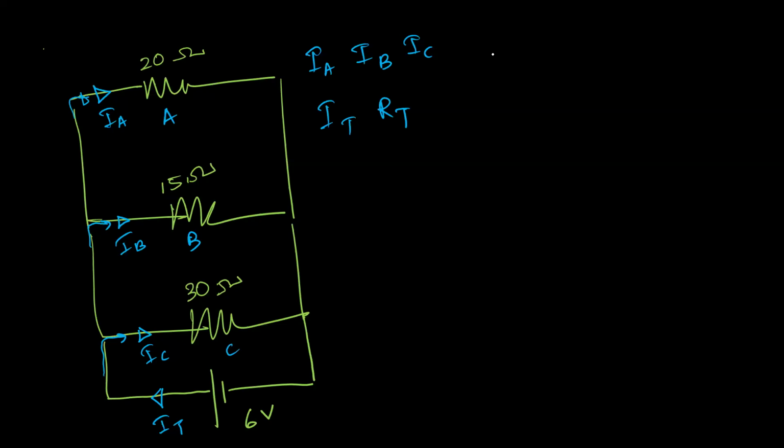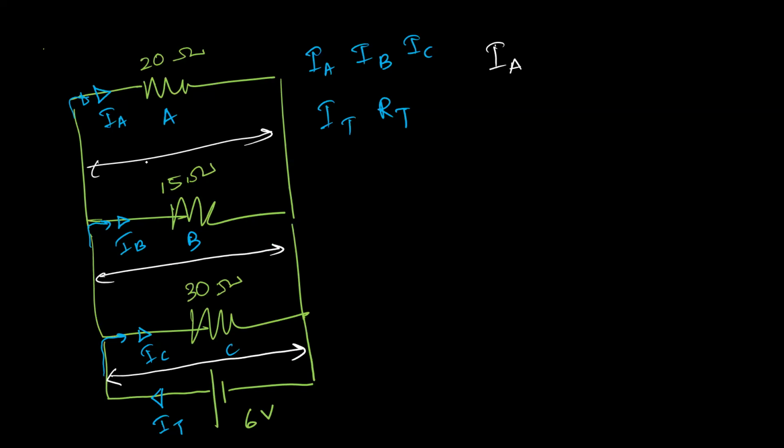So let's find IA. Here the most important concept you have to remember is, if the voltage of the battery is 6, all the parallel voltages are 6, 6, 6. So this is the most important concept I wanted to tell you all in parallel.